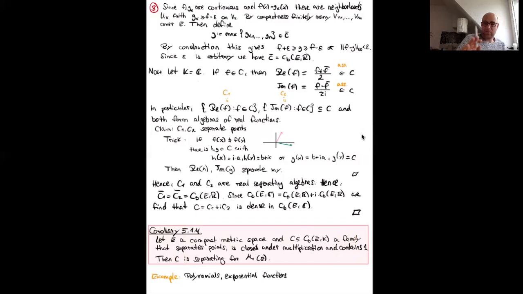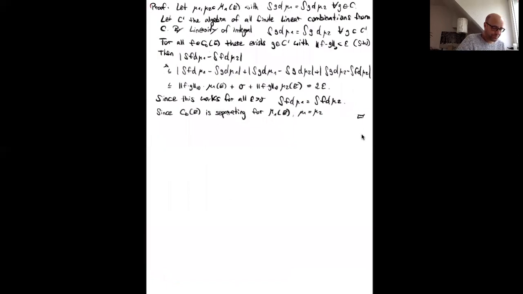Okay, the claim is this separates the probability measures. So if we know that all integrals against two different probability measures are the same for these functions, then the measures are the same. So the proof is very short. We assume that for two probability measures, the integrals are the same for all functions in C. And we need to show mu1 is equal to mu2.